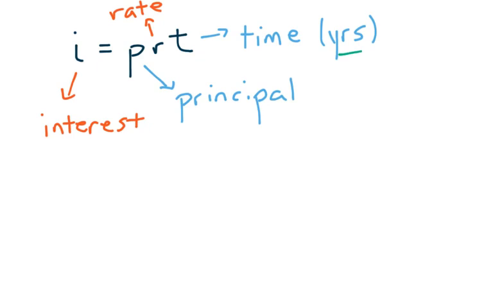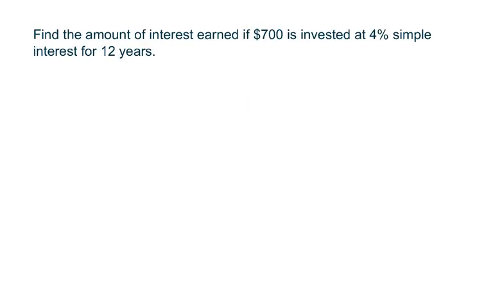Now let's look at a couple of examples using this formula for simple interest. Find the amount of interest earned if $700 is invested at 4% simple interest for 12 years. One of the nice things about these problems is it tells us exactly which formula to use, because it says right in the problem that our money has been invested at 4% simple interest. So we know we're going to use the formula for simple interest, which is I equals P times R times T. We want to be careful and make sure we plug in everything in the appropriate spots.